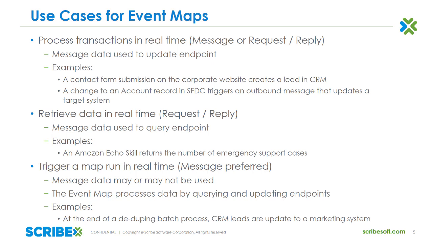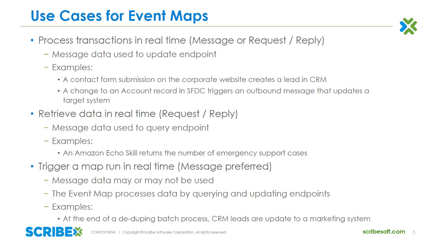The third way you can trigger an event map, and this one is probably the least common, but we want to be sure you understand the different ways you can use it, is you can use an event map to trigger another map to run in real time. What happens in this case is the message itself is coming in, and that's going to act as a trigger, and it may or may not contain data that is used in the operation of that map. Then the event map will run its own process. It'll process data by querying and updating a variety of endpoints within Scribe, because in any map you can have any number of endpoints.